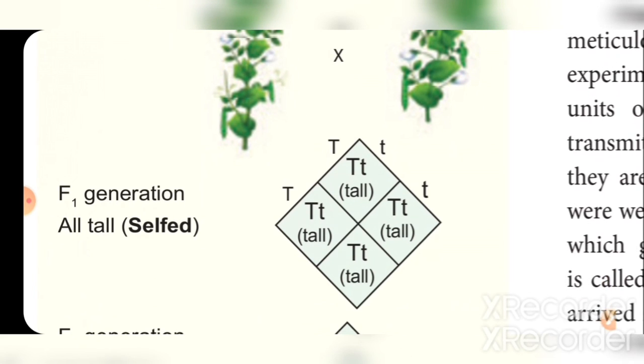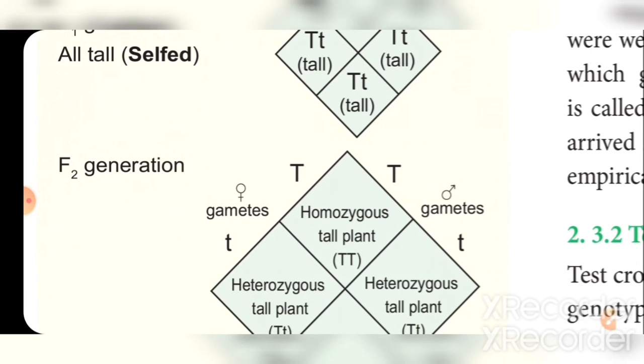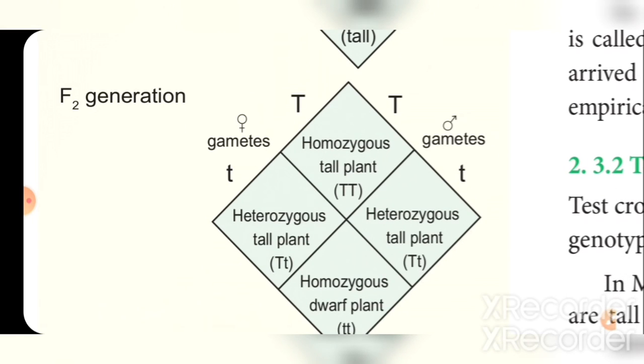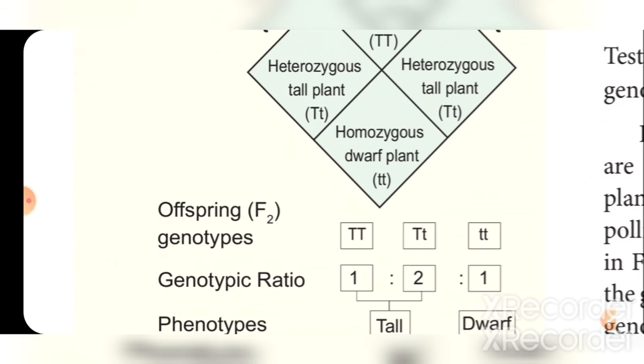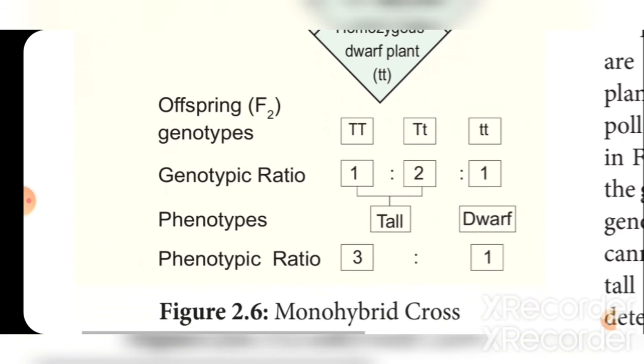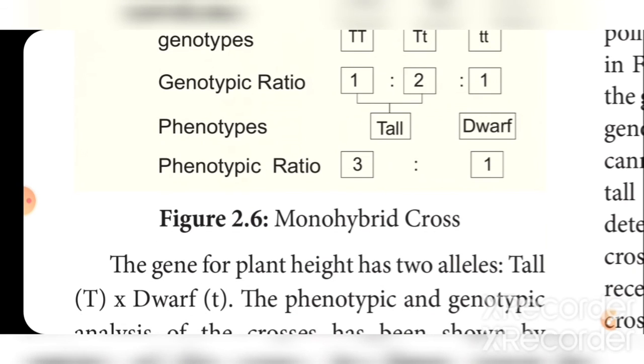Here you can see one homozygous tall plant, two heterozygous tall plants, and one homozygous dwarf plant. So the genotypic ratio is 1:2:1. That means offspring in F2: capital T capital T 1, capital T small t 2, small t small t 1. So the phenotypic ratio, tall versus dwarf, is 3:1.